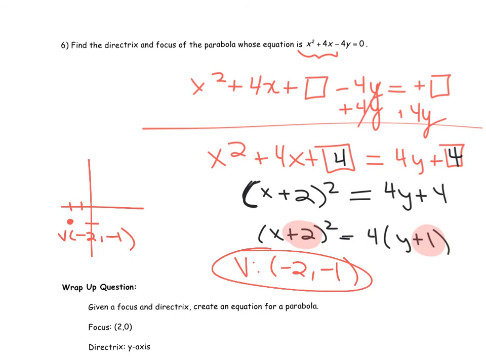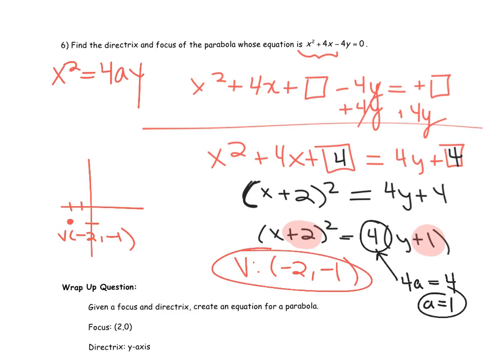Okay, what else do we know? Remember the standard equation is x squared equals 4ay. So from here, if that's 4a, well then a equals 1. That's positive, so we know now that it's going to be facing upwards. So a is positive, which means there's a distance above and below the vertex of 1. So if this point here is -2, -1, we know the focus is going to be 1 unit above, and we know that the directrix will be 1 unit below.